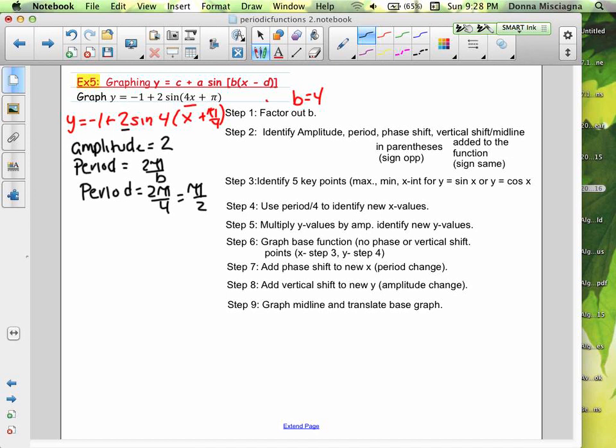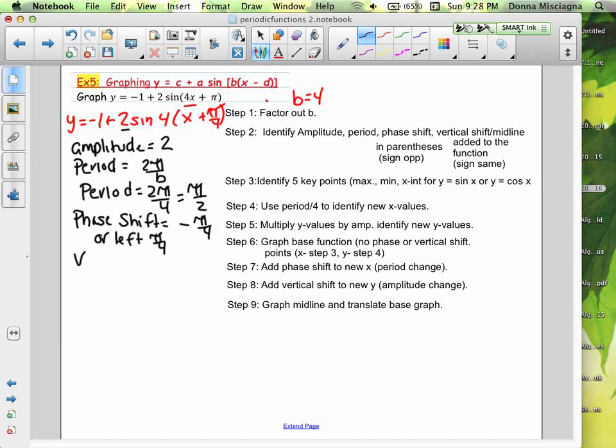All right, so now we want to identify the phase shift. Phase shift is what's in parentheses. It's what's added to x, and the sign is the opposite. So if we have a plus pi fourths, that means that our phase shift is negative pi fourths, or left pi fourths. So we're going to go pi fourths to the left.